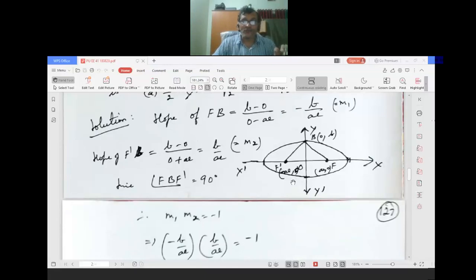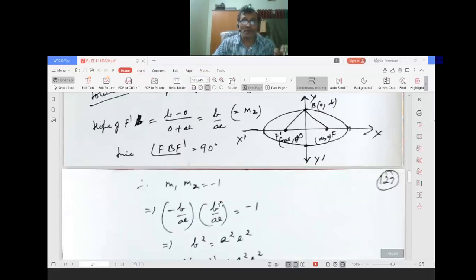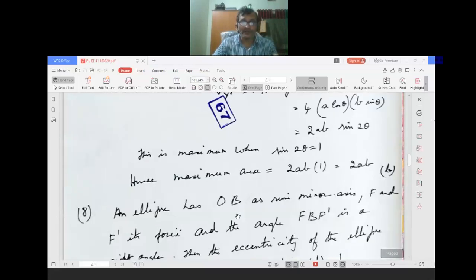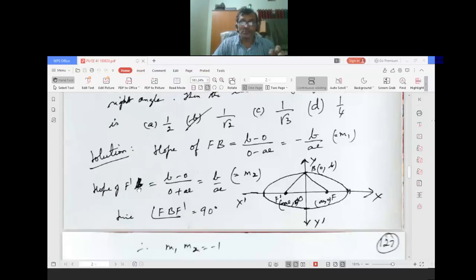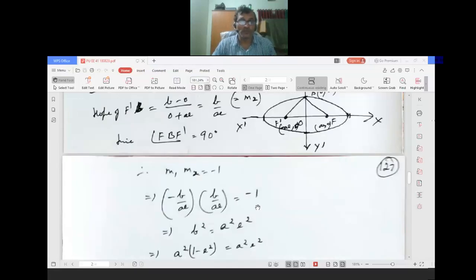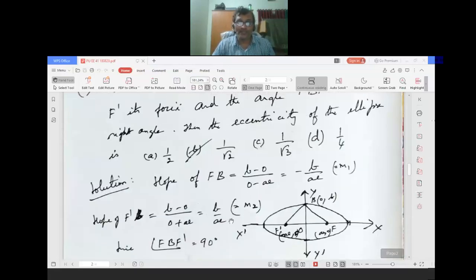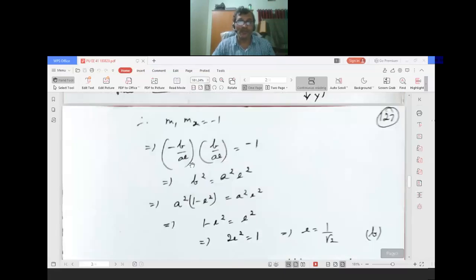Since the angle FBF dash is 90 degrees, a right angle, the product of the slopes of these two lines should be minus 1. That is, m1 into m2 is minus 1. So here m1 is minus b by a and m2 is b by a, equal to minus 1. Cancelling, b squared by a squared e squared is equal to 1. So b squared equals a squared e squared.